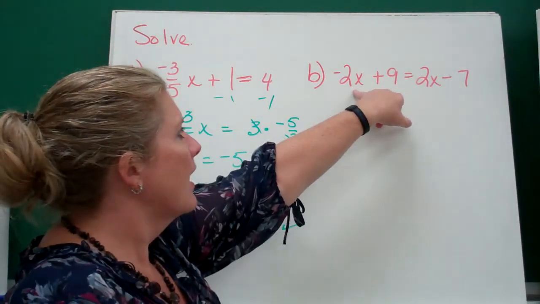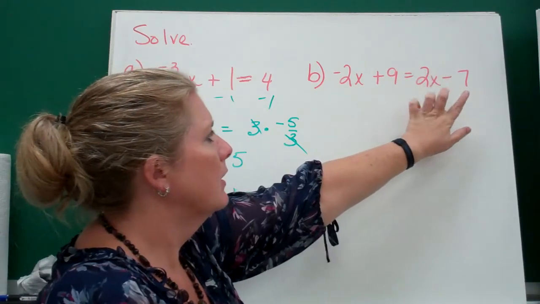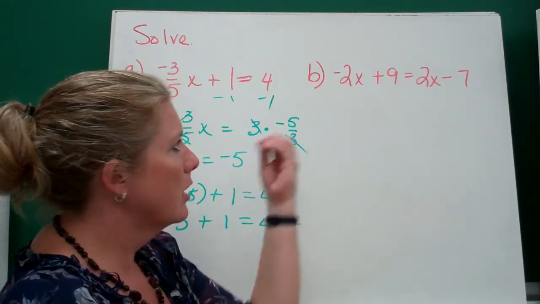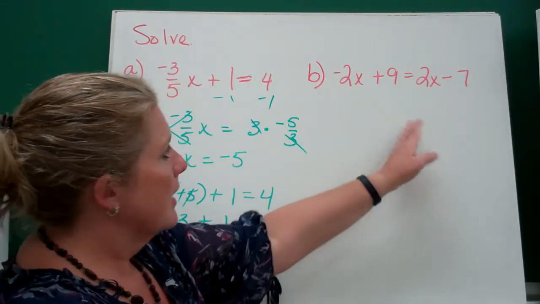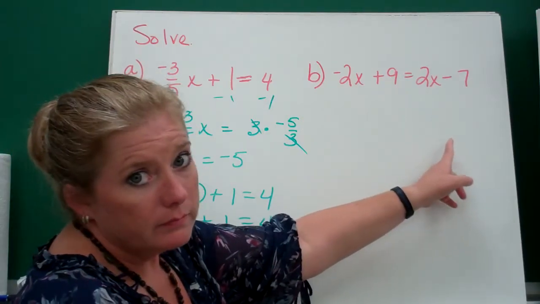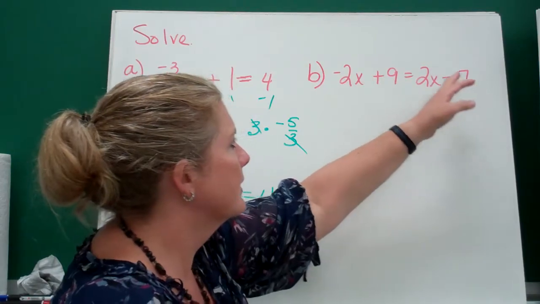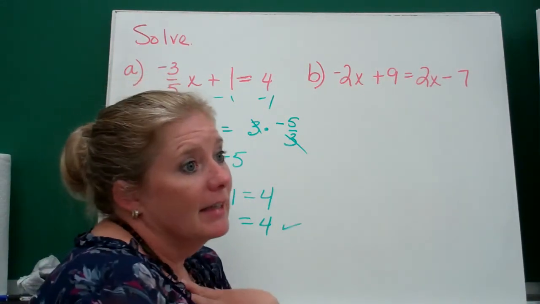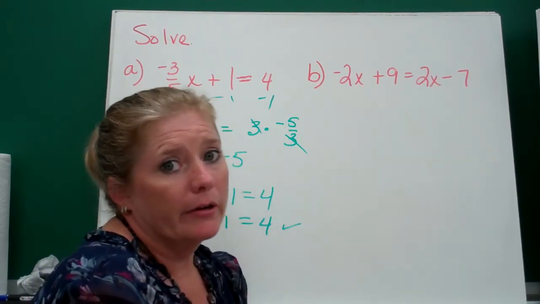Next equation. Here we have x's on either side of the equal sign and constants also. So what we need to do is get all your x's on one side, all your constants on the other. Does not matter which way you go. If you want to add 2x, you can add 2x and then add 7. You can solve it that way. Most of us like to keep the variable on the left. Does it matter? Does not matter.